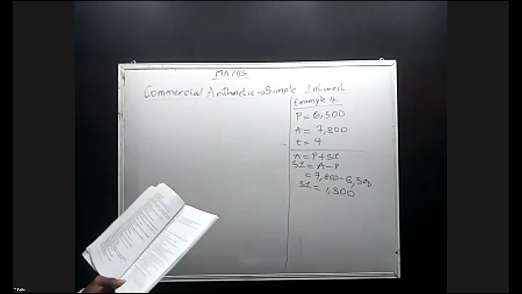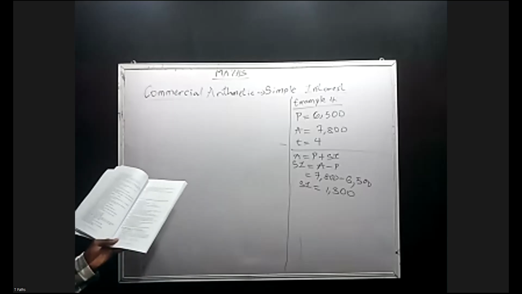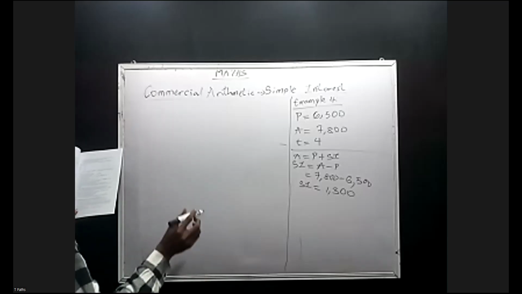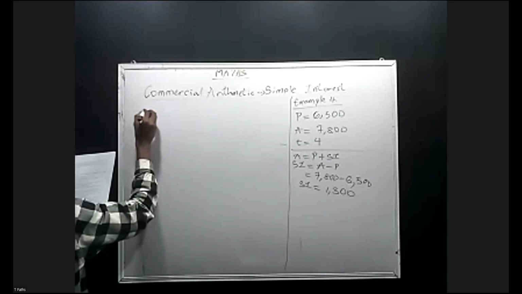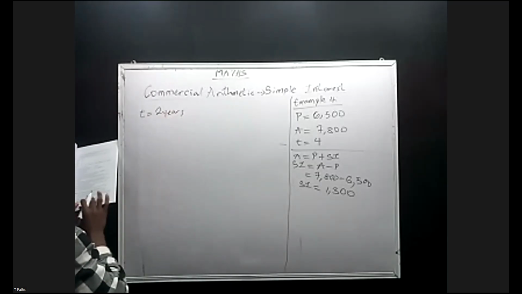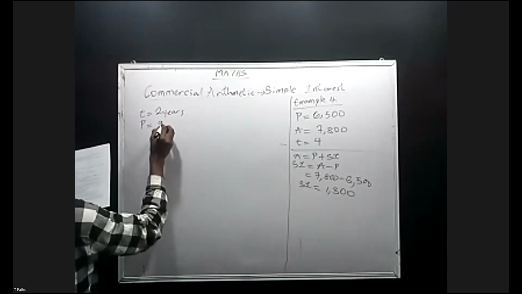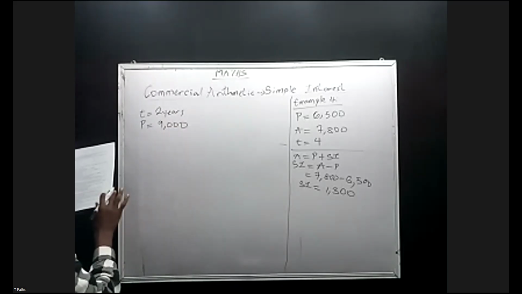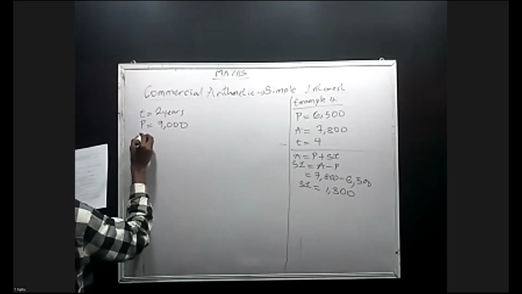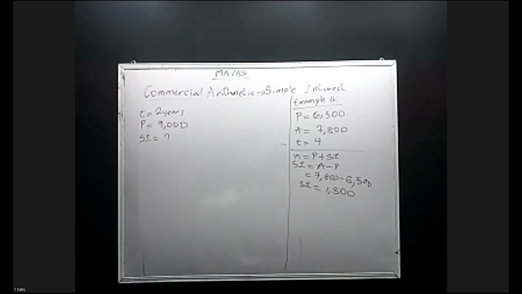How much simple interest would he have collected after 2 years if he had invested 9,000? Looking at the second part, the time here is equal to 2 years. He said if he had invested 9,000, so the principal is 9,000. And we have to look for the total simple interest.